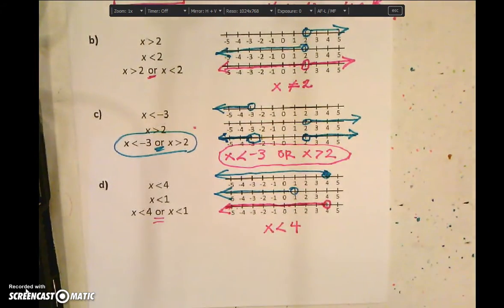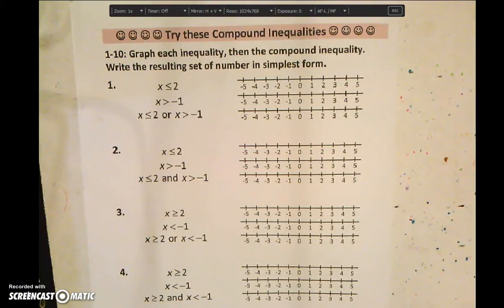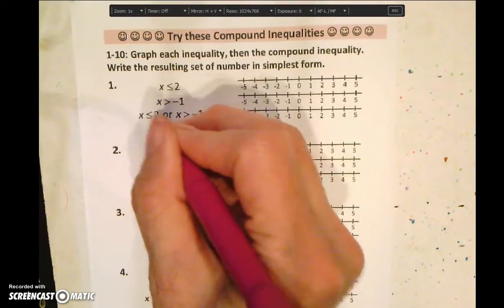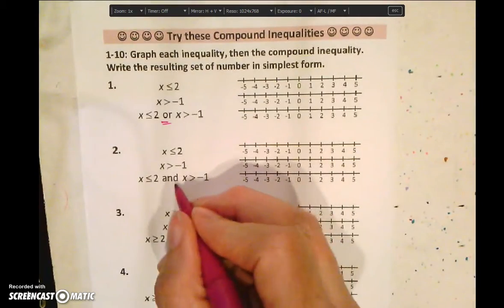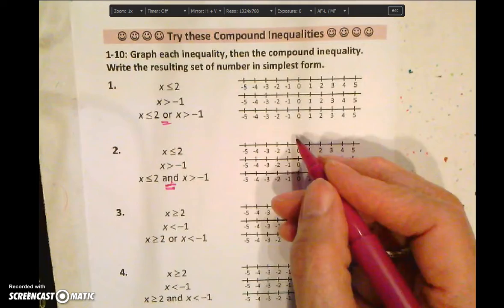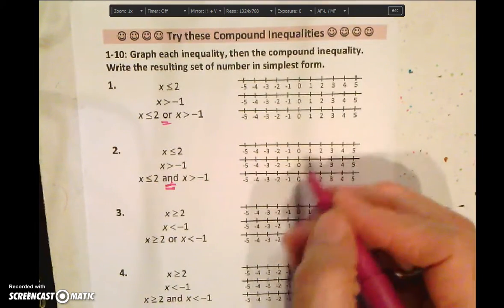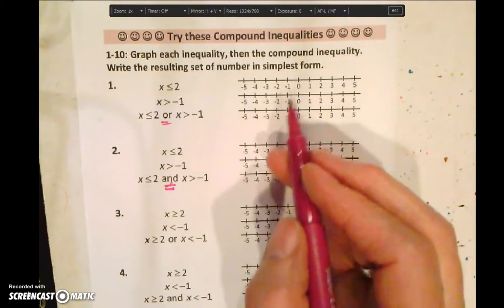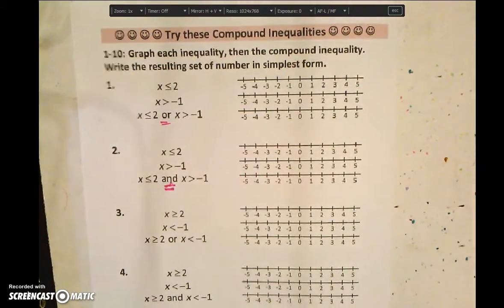All right, so now what I want you to do is pull up the next page, and those are going to be try me problems. So here they are. You want to be aware of the fact that some of them are going to say or, and some of them are going to say and. So the and are the ones where the solution is the numbers that are in both sets, and the or adds both two sets together into a single answer right there.